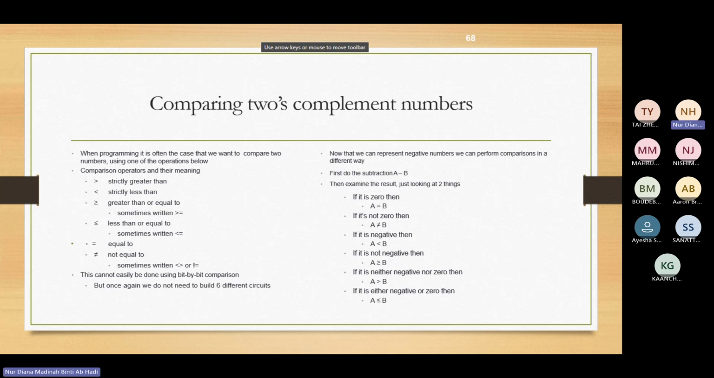comparison in a different way. First, we can do the subtraction, and then we examine the result. If it is 0, then A is equal to B. If it's not 0, then A is not equal to B. If it is negative, then A is less than B. So you can see that it is much easier to do the comparing this way than using comparison operators in the circuits.